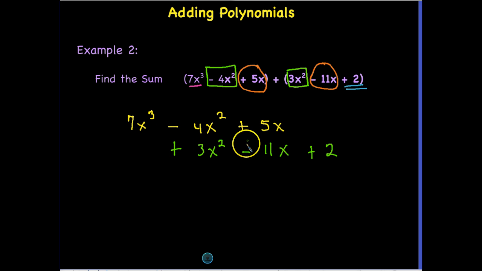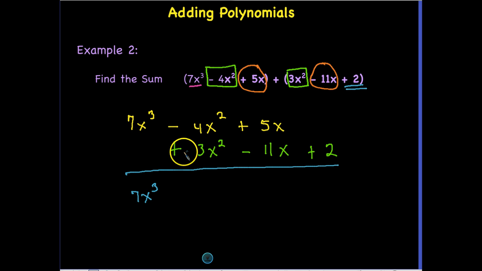So this is another way that you can add. You can add vertically by combining your like terms. So first I identified my like terms, and then I aligned them vertically. And now simply all I have to do is add these together by adding straight down. So 7x cubed has nothing to add to it. I have a minus 4 and a plus 3, which gives me a minus 1x squared, or just minus x squared, either one. Then I have a plus 5 minus 11. That's going to give me a minus 6x, and then on the very end I have a plus 2.